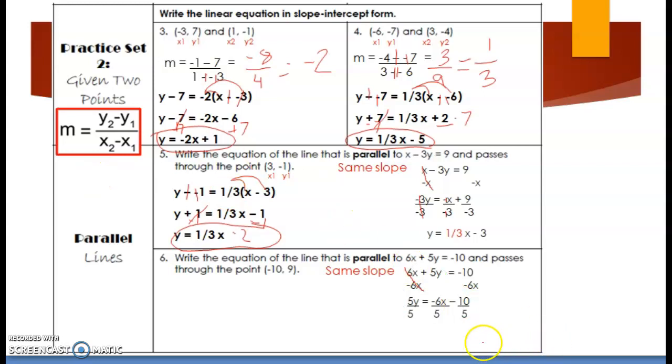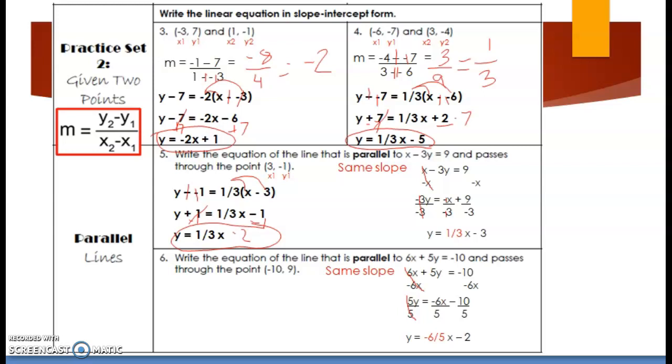y is not alone yet, so as you can see, I'm dividing each piece by 5. It only simplifies in one of the pieces though, because when we take negative 6 divided by 5, that does not simplify. That stays as negative 6/5 x. But negative 10 divided by 5 becomes negative 2. So our final equation is y equals negative 6/5 x minus 2. This is the original line. The slope is the number in front of x, negative 6/5.